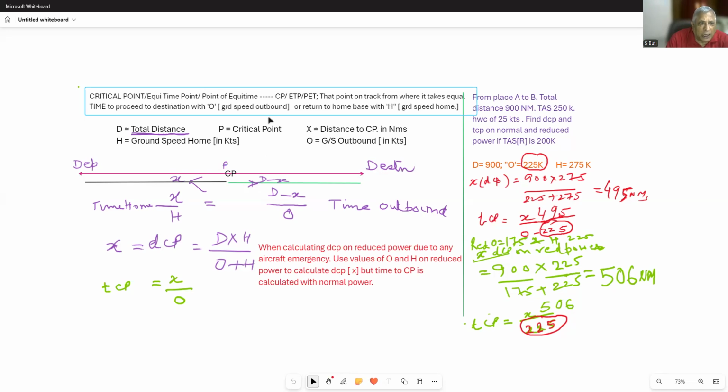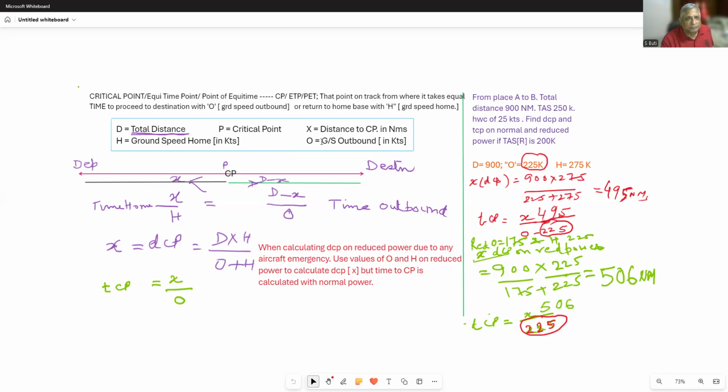And this point lies on your track, for which we should know what is our total distance, D. What is my ground speed outbound? We'll call it O. And if the distance is in nautical miles, ground speed will be in knots. And in case I have to return home on my reciprocal track, what ground speed will I get, H? Remember, if it's headwind on outbound, it will become tailwind on return. So calculate the values of O and H, and D I already know.